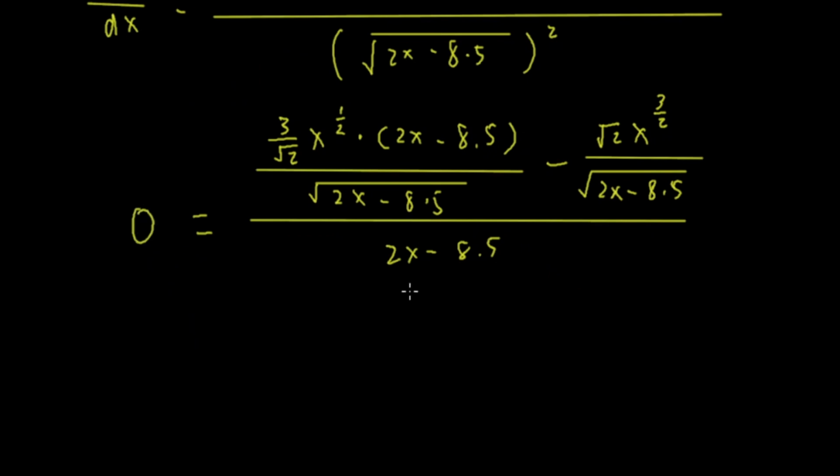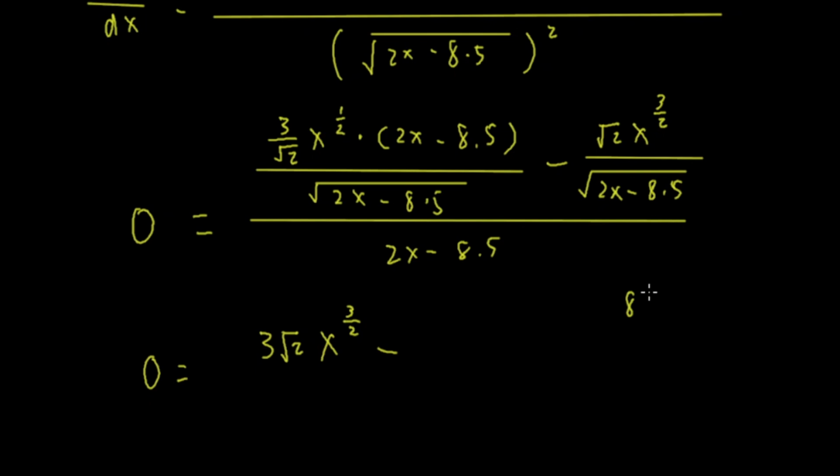Now, let's set this equal to 0 to find the x value that will give the minimum value of c. Of course, if you multiply both sides by 2x minus 8.5, so this will be gone. And then you can group this together. Okay, so 0 is equal to, now, let's group this together. So let's multiply this together, right? So that will be 3 times square root of 2, right? Because this and this will cancel out to square root of 2. Now, x to the power 1 over 2 times x is x to the 3 over 2 minus this times this will give me, okay, so let's see it this way.